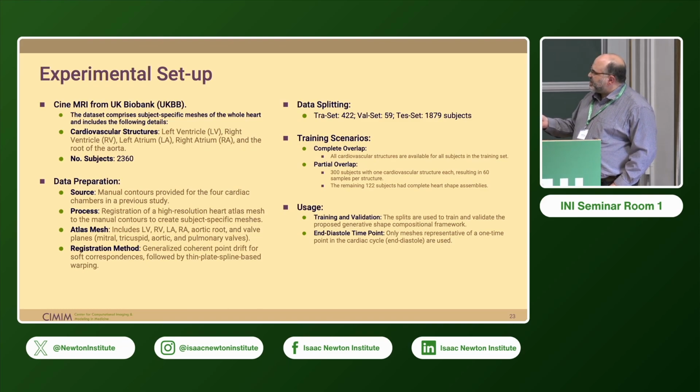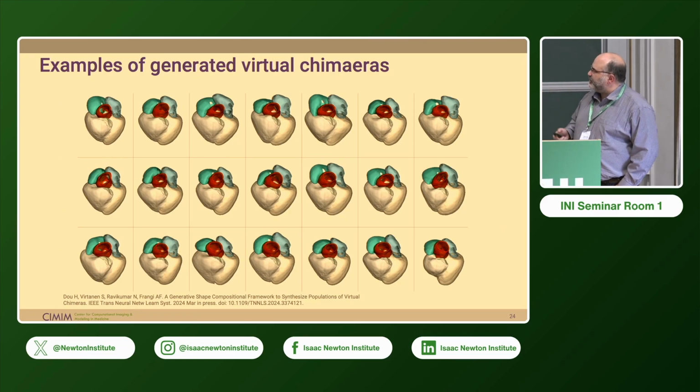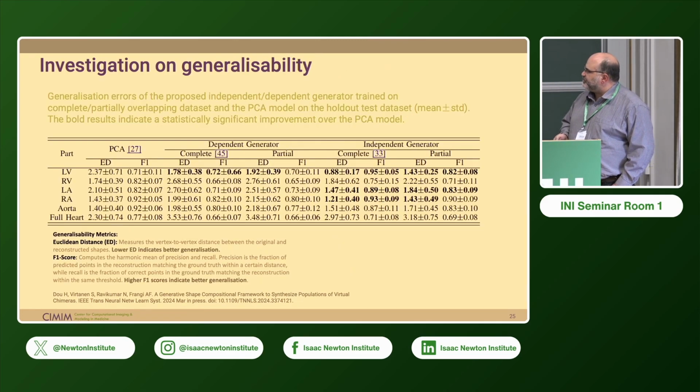You will see experiments that I say are complete or full overlap. They are when you have all the structures for all the subjects in the training set. But we also have partial overlap. What we did is we had 300 cases of the 422, of which we randomly took one of the structures out, as if it is missing from our experiments. And the remaining 100 plus had all the parts in them. Then we did a number of trainings and testing, and I'm going to show the results. All the experiments are done in end-diastole, but you can do the same thing for every section. This is the sort of synthesis you can produce from those.